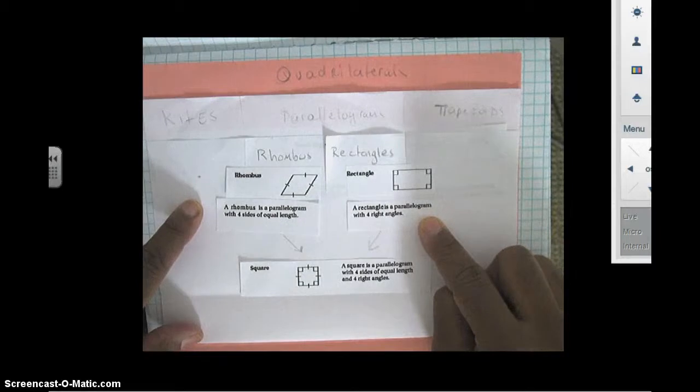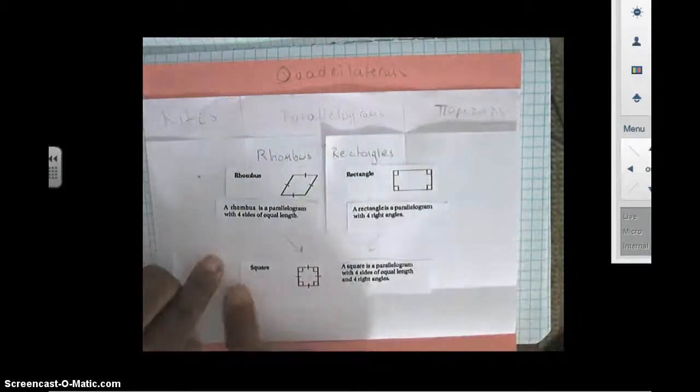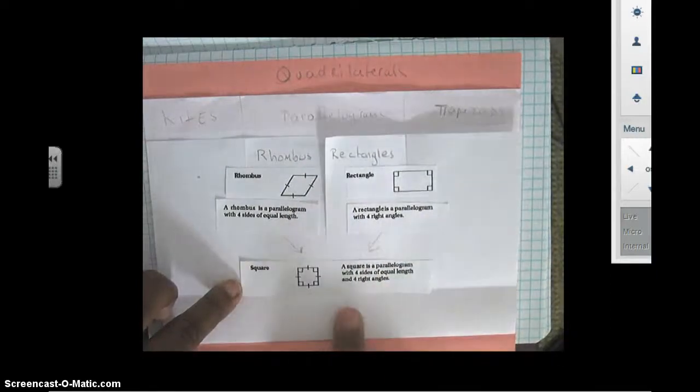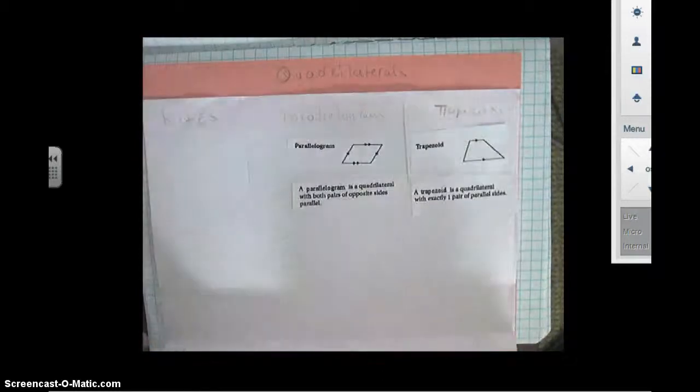Now, the next thing you should have done, or that you should do tonight, is you should have two arrows that point to one long strip that describes what a square is. After you have this entire tab completed, then I want you to go to the next page.